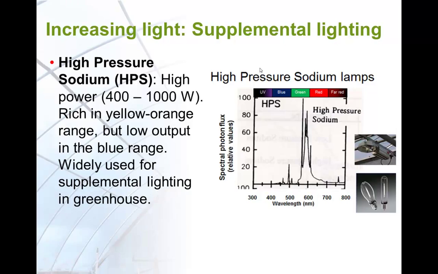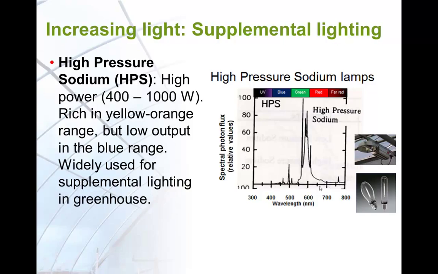So let's talk about applications. We learned that light is important in photosynthesis and other plant responses. And then we learned how to quantify the light in terms of intensity or radiance, and also light quality. So increasing light in a plant growing system can be done by supplemental lighting. And high pressure sodium is one of the widely used light sources in the greenhouse. It has a very unique spectral signature.